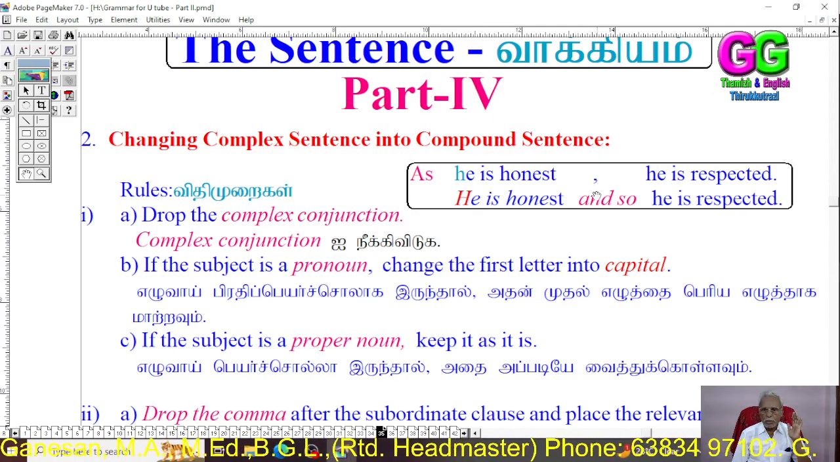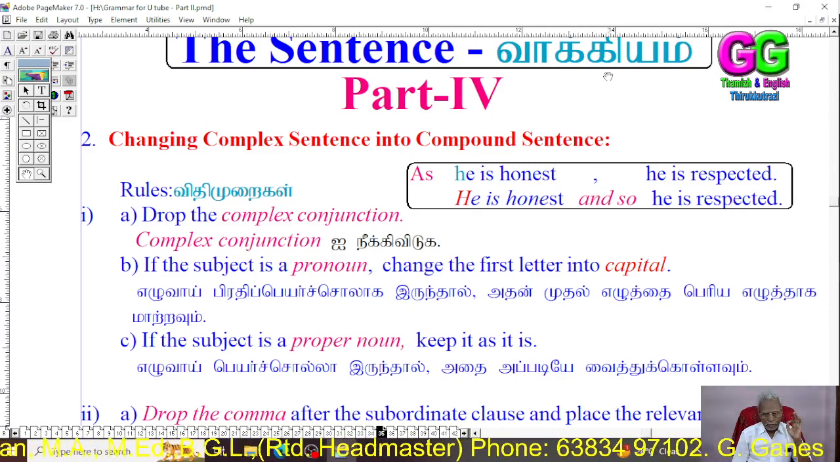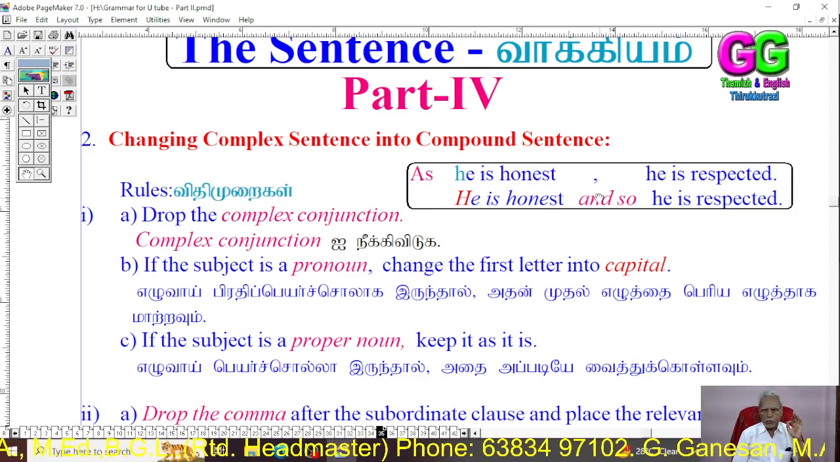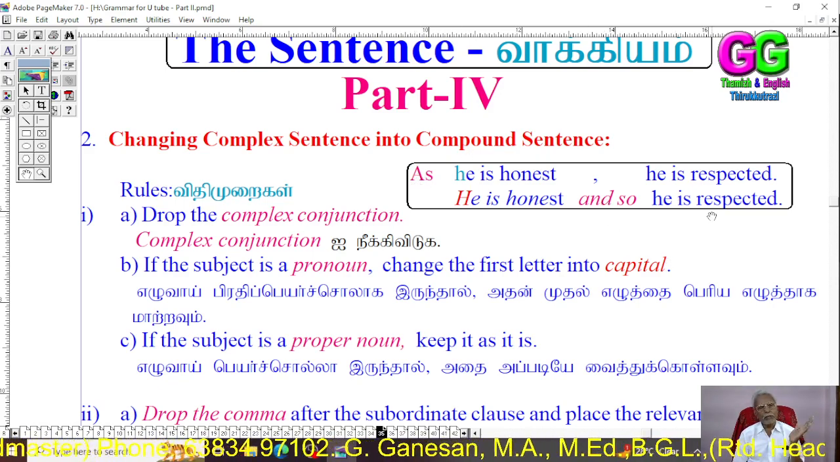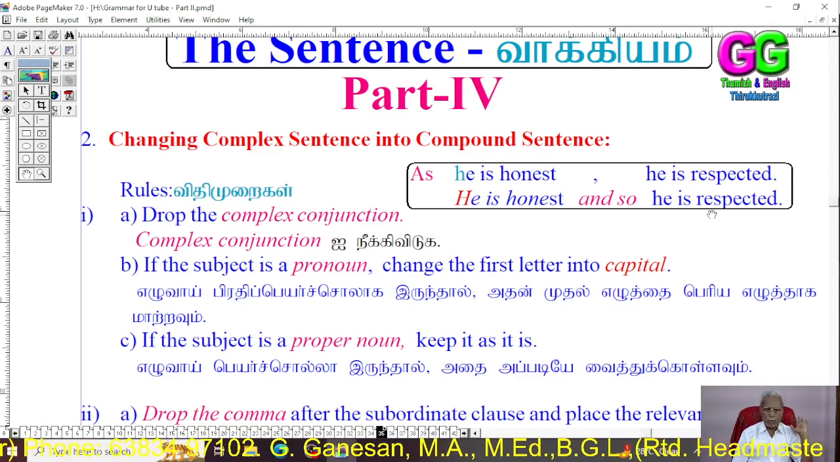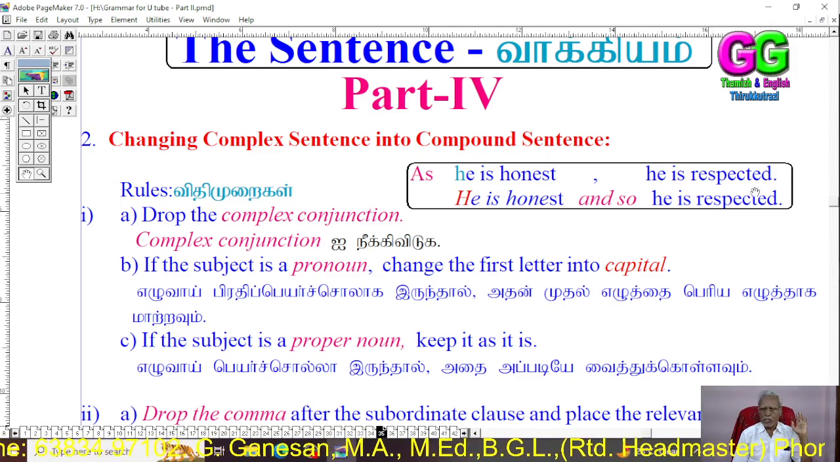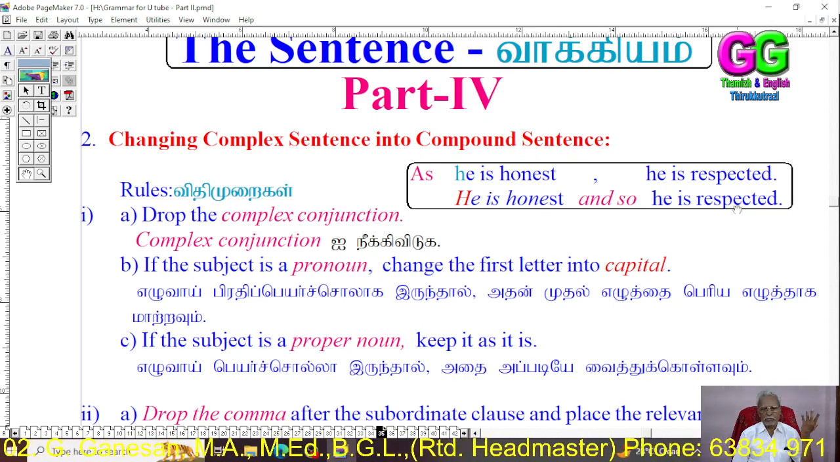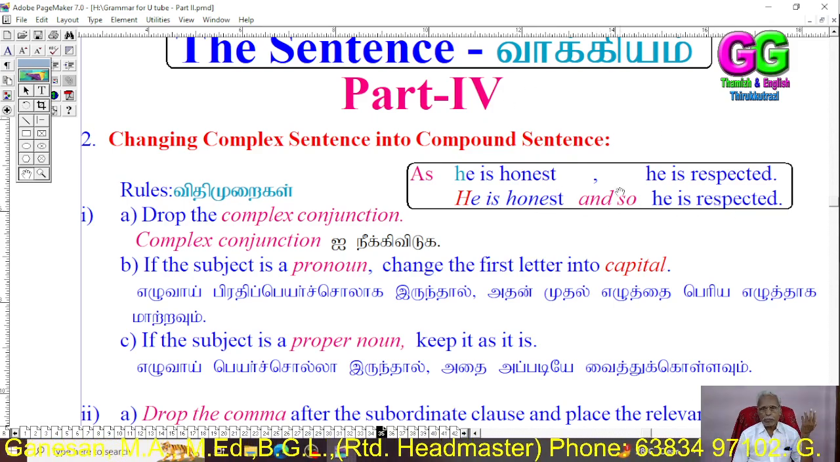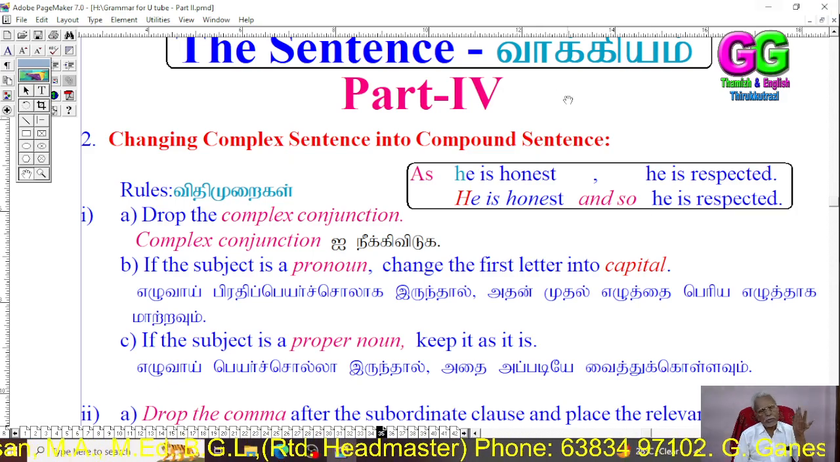Then removed the comma, and in that place we have placed and so, because and so is the compound conjunction of the complex conjunction as. Then keep everything as it is. That's all. As he is honest, he is respected. He is honest, and so he is respected. You can say either way.